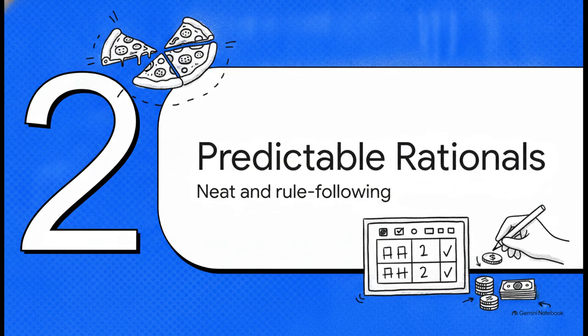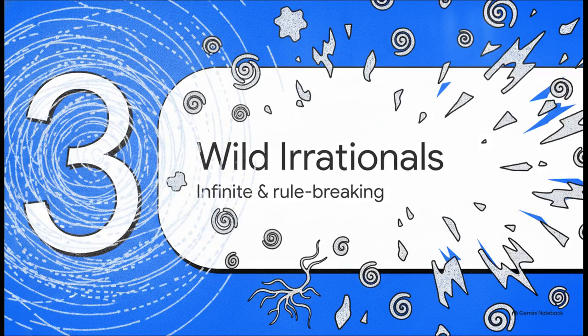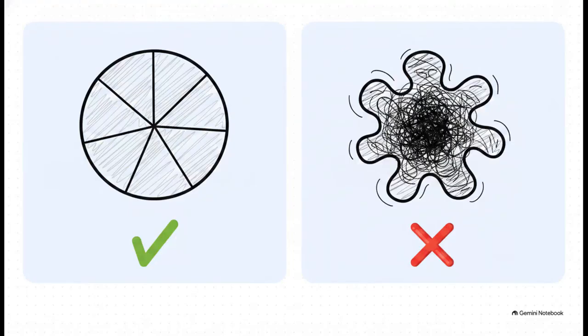Okay, Section 1, the real numbers family, the big picture of our number system. Moving to Section 2, the predictable rational numbers, neat, tidy, and rule following. And Section 3, the wild irrational numbers, infinite and rule breaking. Okay, let's dive into this.